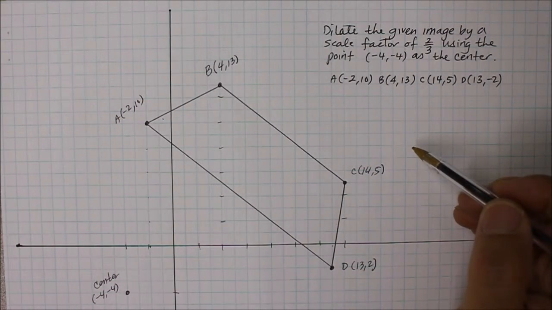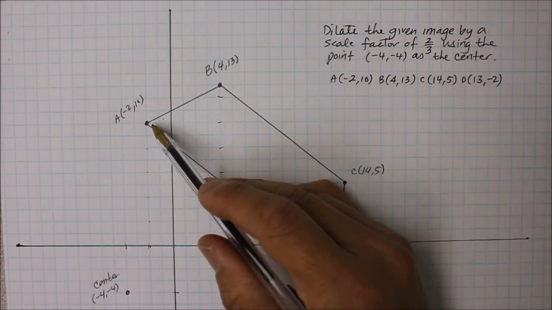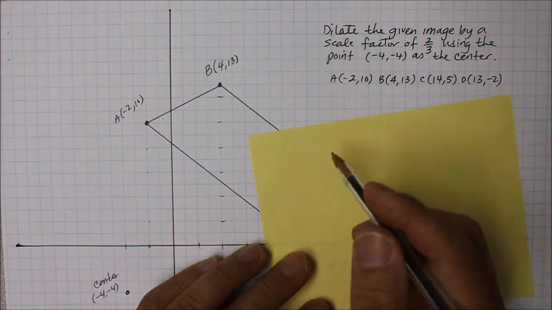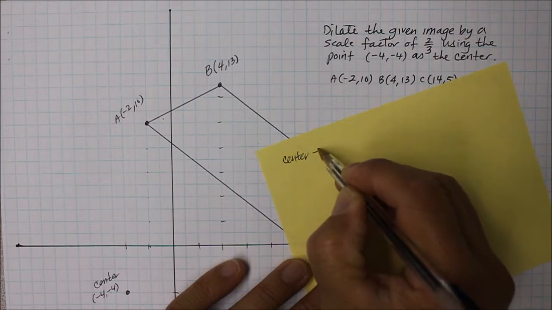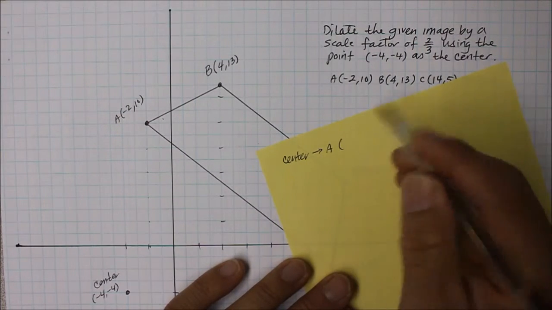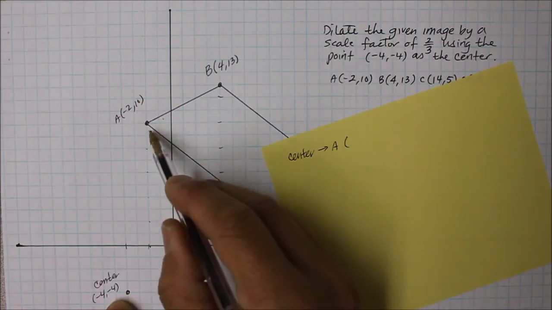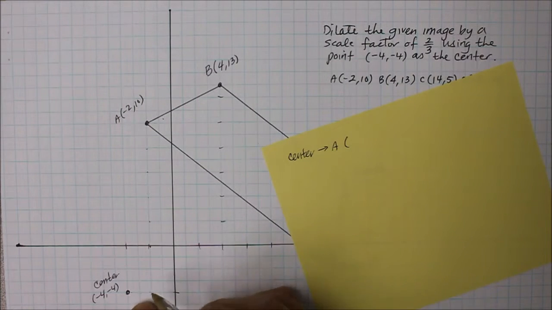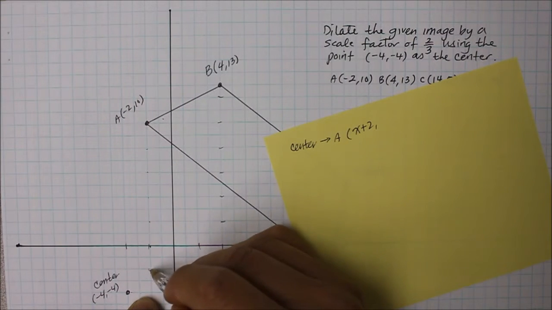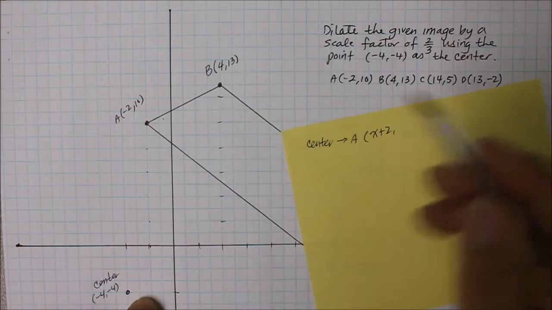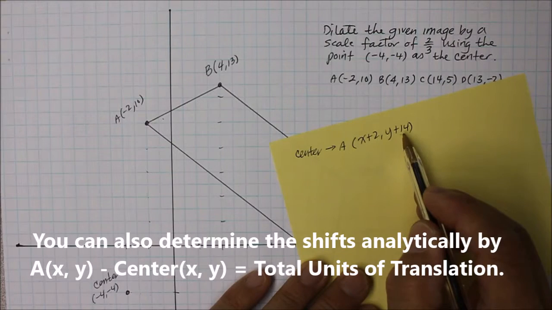And to do that, we have to know the units from the center to each of the vertices. So for example, let's do it this way. First, let's find the distance from the center to the coordinate A, the translation, that is, the horizontal and the vertical shift. So to go from here to A, we have to go 1, 2. So x plus 2. And the y value, we're going to go up, so it's positive. 2, 4, 6, 8, 10, 12, 14. So y plus 14. That's the horizontal and vertical shift.